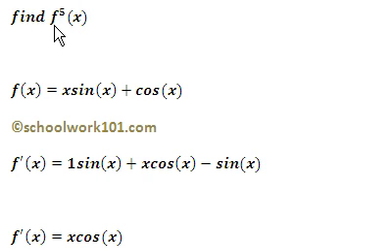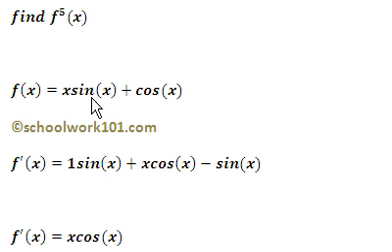Okay, we want to find f of 5 of x, and this 5 means we want to find the fifth derivative. Is there any reason why we'd find the fifth derivative? I don't know. We're just doing it because we can. Normally, in calculus, we take the first derivative, second derivative, third derivative, and that's usually as far as we go. But this is just a demonstration of taking the fifth derivative.